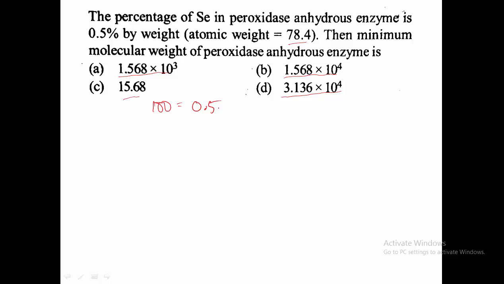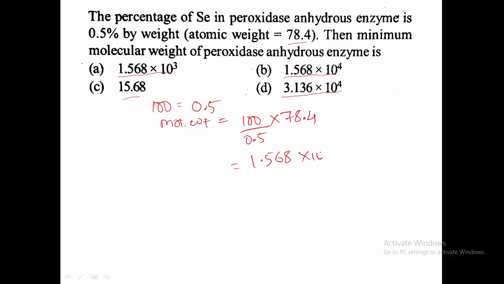And if at least one atom of selenium is present in the molecule, suppose there was one selenium atom in the molecule, what is the minimum it can be? One atom. Then molecular weight is equal to 100 divided by 0.5 into 78.4. So upon simplification, how much will you get?